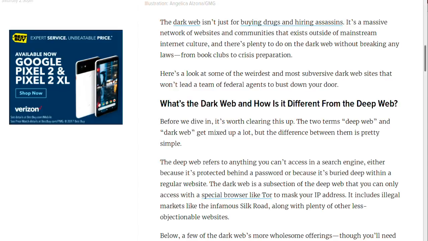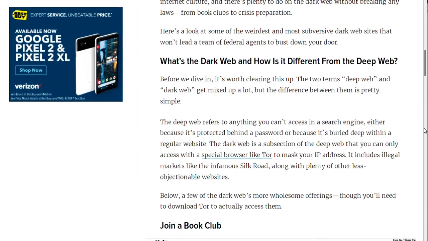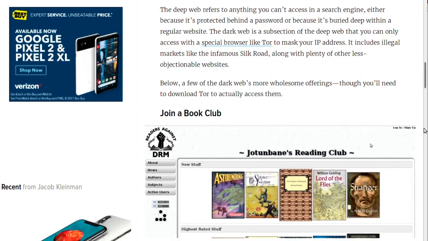The deep web refers to anything you can't access in a search engine, either because it's protected behind a password or because it's buried deep within a regular website. The dark web is a subsection of the deep web that you can only access with a special browser like Tor to mask your IP address. It includes illegal markets such as the infamous Silk Road, along with plenty of other less objectionable websites.